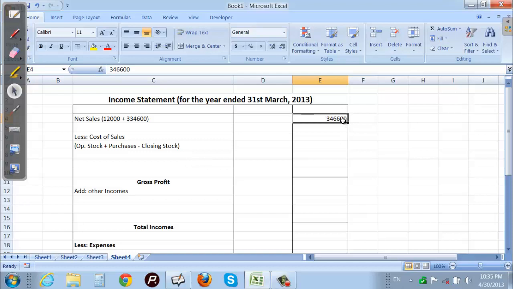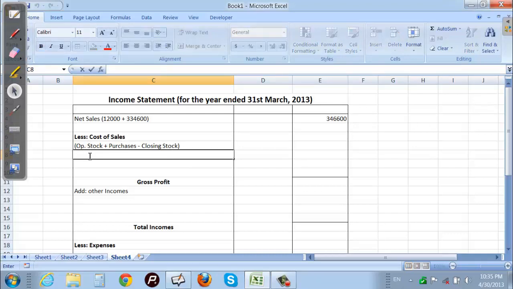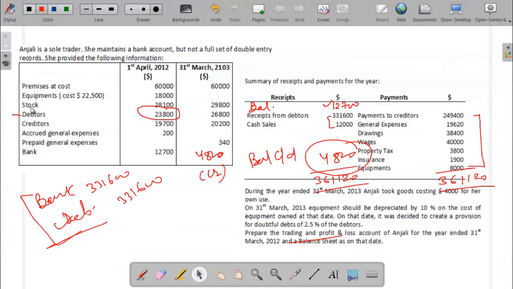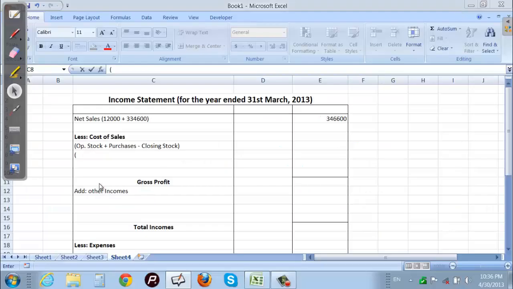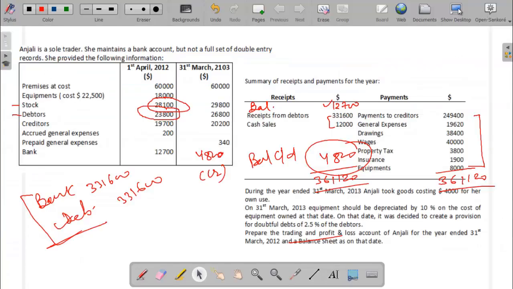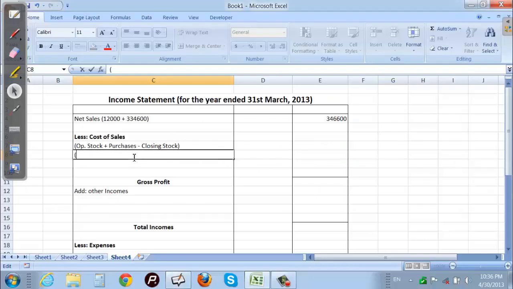After computing sale, now we need to consider cost of sale, and for that we require opening stock. So opening stock we know very well. See, in the question it is given, stock on the beginning date is $28,100. So this we will write here. Opening stock $28,100. Now we need to add purchase.